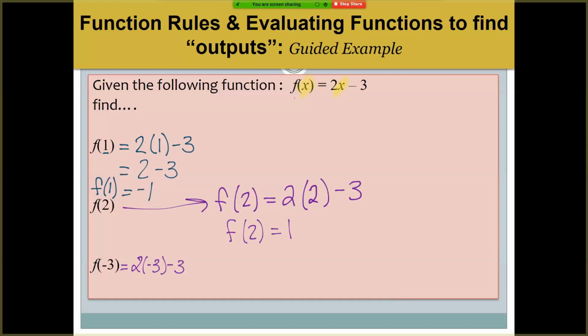So for f of negative 3, we're going to take the function, take out the x's, and replace them with negative 3's. So 2 times negative 3, minus 3 is negative 6 minus 3, which is negative 9. So f of negative 3 equals negative 9.